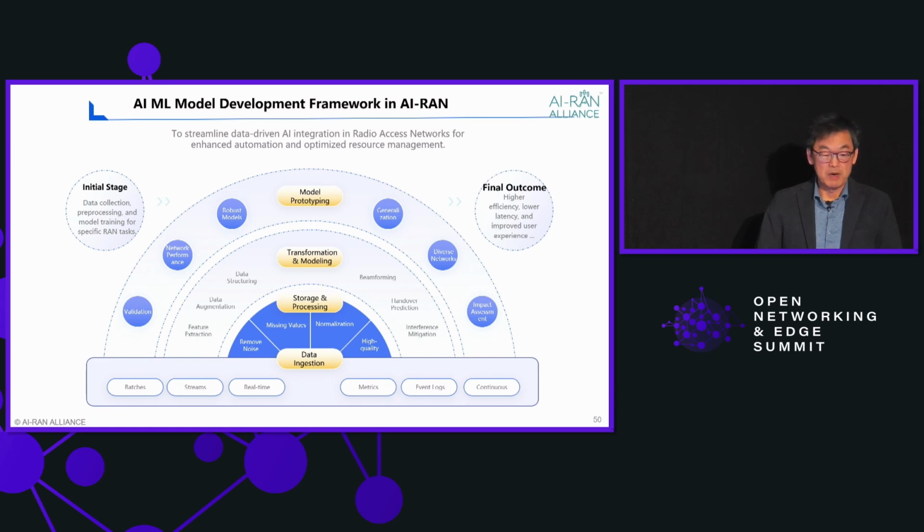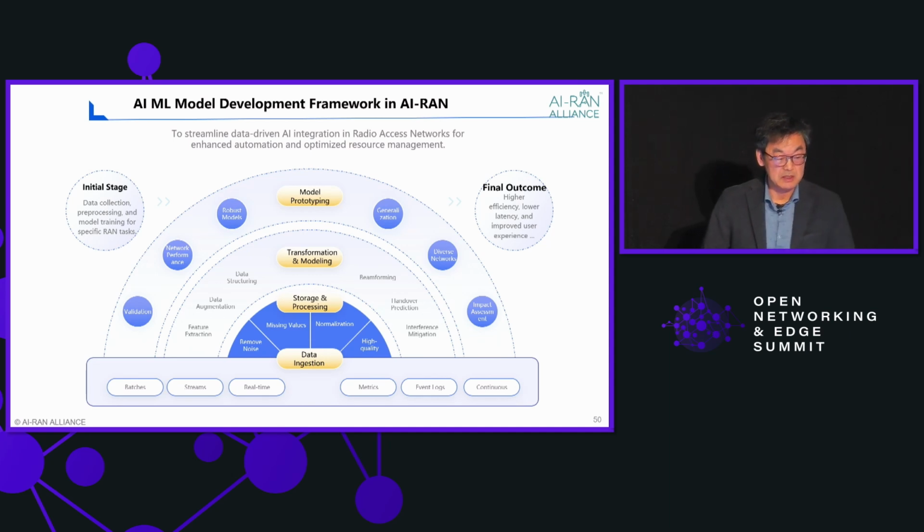One level above, we have storage and processing. In AI-RAN, network data needs to be efficiently stored and processed to remove noise, handle missing values, and normalize the datasets for AI model training. So this will ensure that the AI model will be trained on high-quality and the most relevant data.